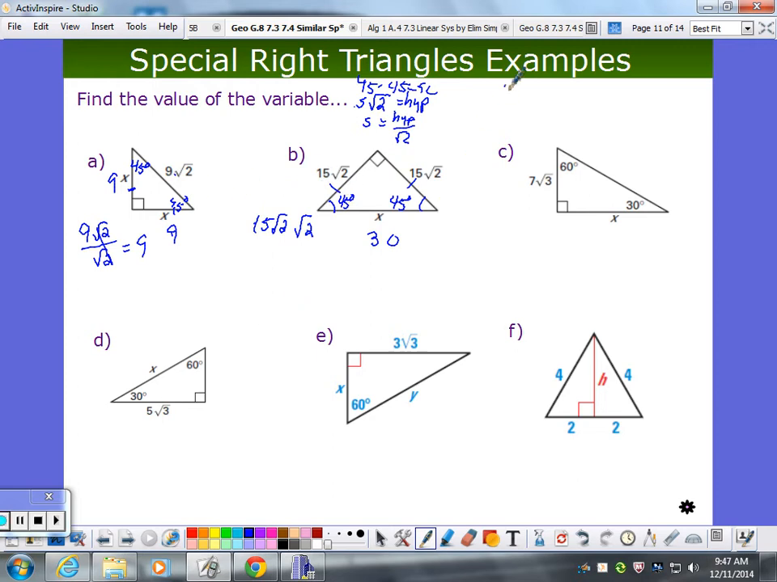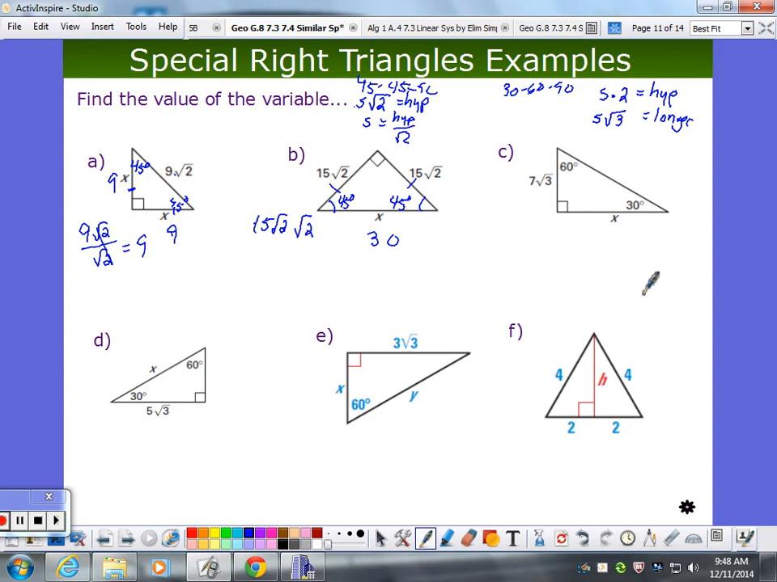Now the rules with the 30, 60, 90 are a little bit more complex. You take the shorter side and you multiply by 2 to get the hypotenuse. And you can take the shorter side and multiply by the square root of 3 to get the longer side. Okay? So I think those are our rules with those 30, 60, 90 triangles.